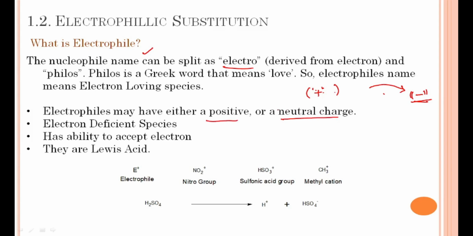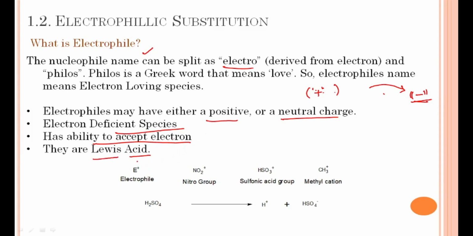Previously, in the case of a nucleophile, it was negative. Here, the electrophile will be positive. A nucleophile was an electron-rich species, but here the electrophile will be an electron-deficient species. A nucleophile must have the ability to donate electrons, but electrophiles have the ability to accept electrons. Nucleophiles were Lewis bases. Here, electrophiles are Lewis acids. So electrophiles have totally opposite properties to those of nucleophiles.